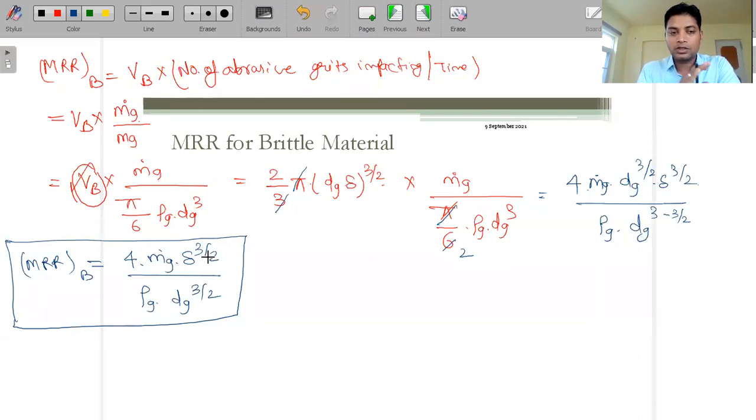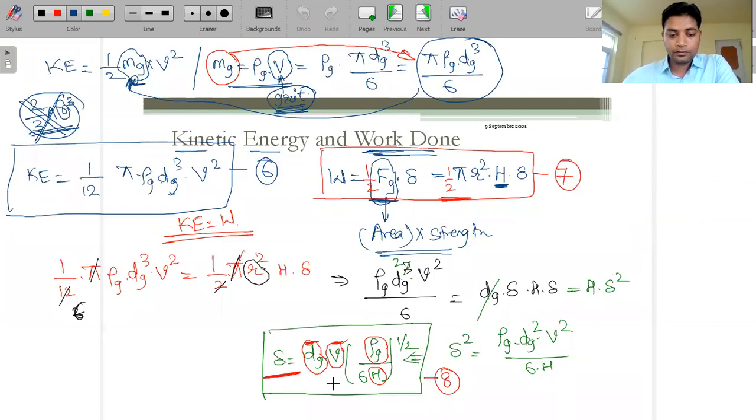But here, by the way, there is no value of r, but delta is there. So what we have to do, we have to replace the value of delta. Guys, that's why we calculated this value.